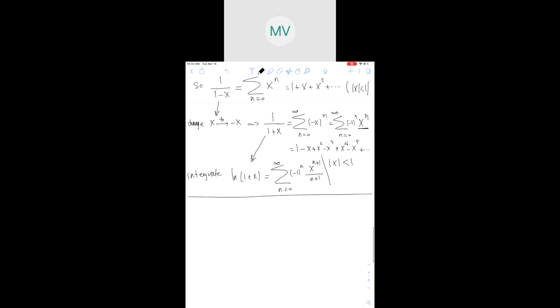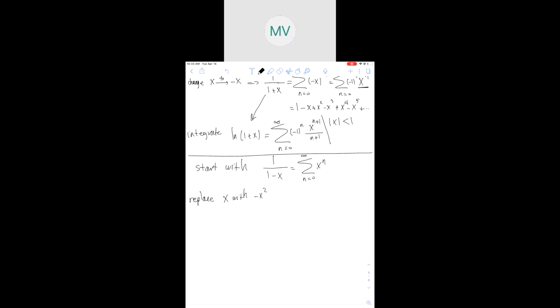Let's find another interesting function's power series. Basically, we can use power series to generate power series for other familiar functions. So start with 1 over 1 minus x equals the summation of x to the n from 0 to infinity. Replace x with negative x squared.